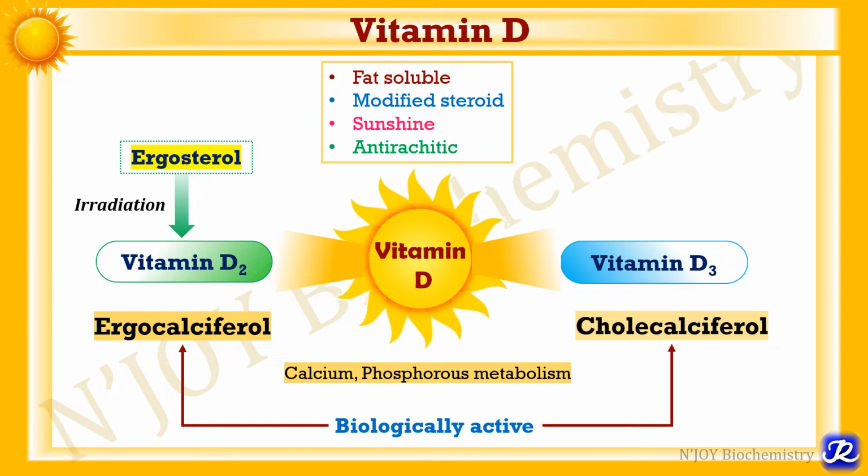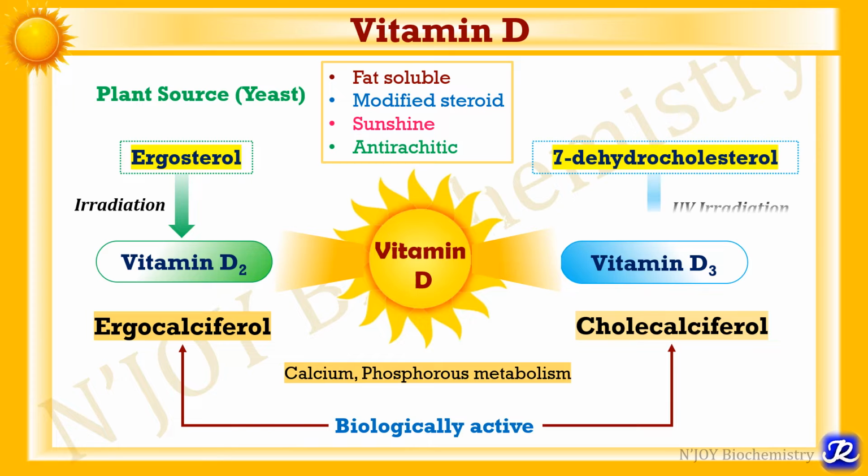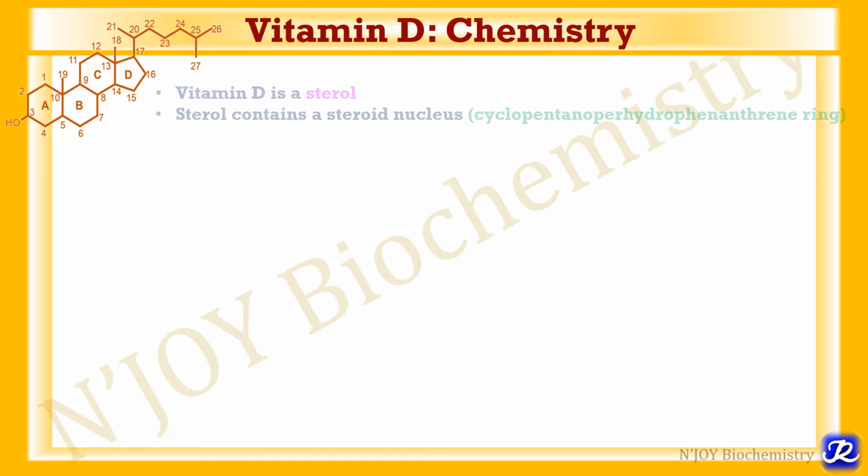Vitamin D2 is derived from its provitamin form, that is ergosterol, which is present in plant sources. Vitamin D3, that is cholecalciferol, is derived from its provitamin form, 7-dehydrocholesterol, by UV radiation. This 7-dehydrocholesterol is present in the human skin, and vitamin D3 is derived from animal sources. Vitamin D is a sterol and this sterol contains a steroid nucleus, that is the cyclopentanoperhydrophenanthrene ring.